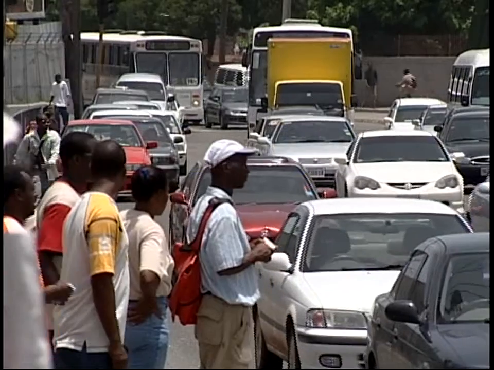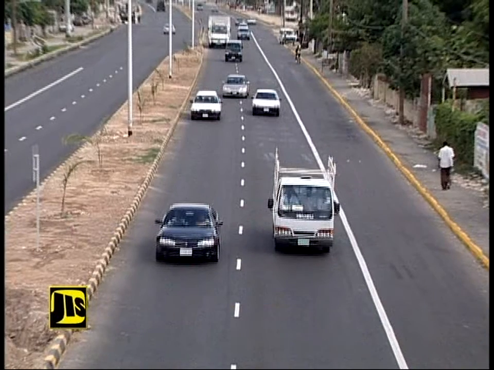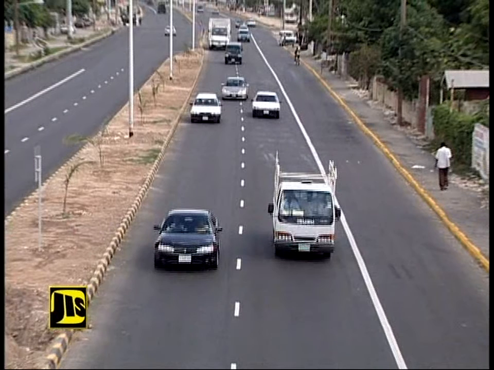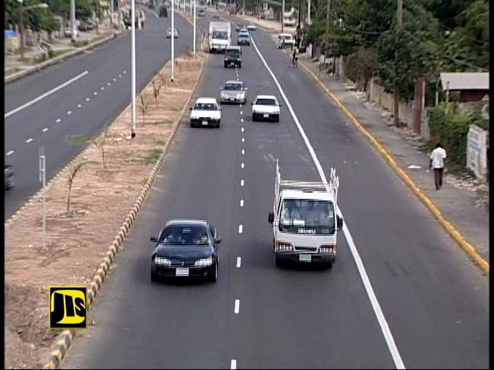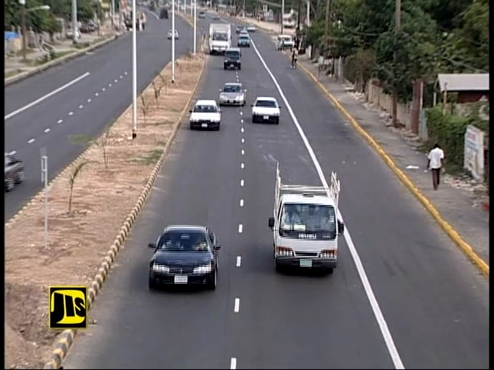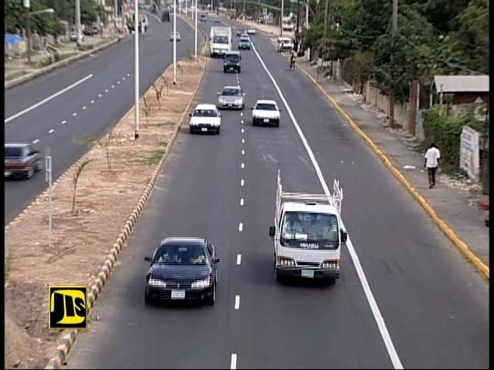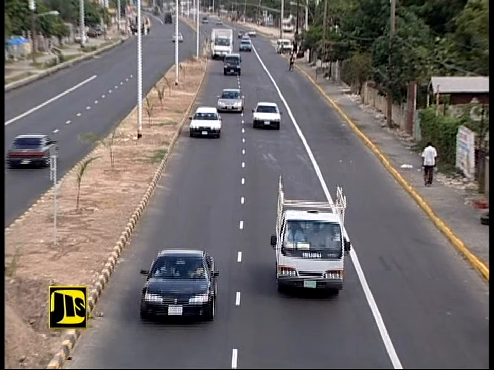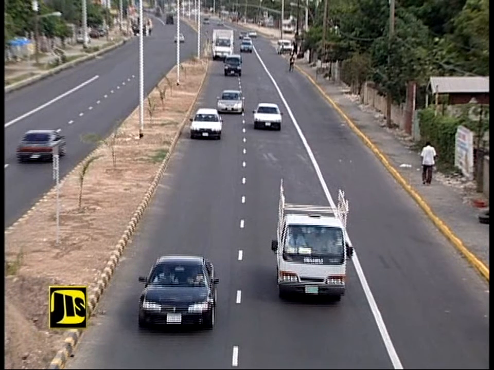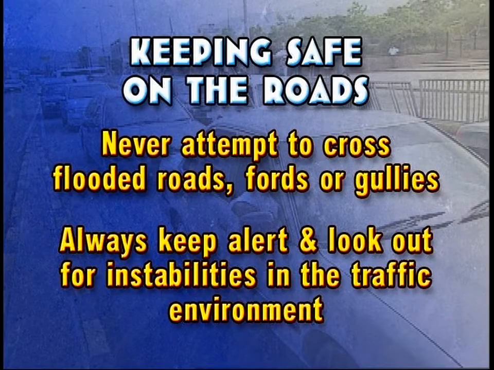We also need to ensure that while we try to protect our road infrastructure, we are observant and recognize when conditions may be hazardous. Obey the instructions of flagmen at work sites. Pay attention to bulletins about unsafe conditions and plan accordingly. Never attempt to cross flooded roads, fords, or gullies. Always keep alert and look out for instabilities in the traffic environment. These can include missing manhole covers or bridge rails and defective traffic lights.